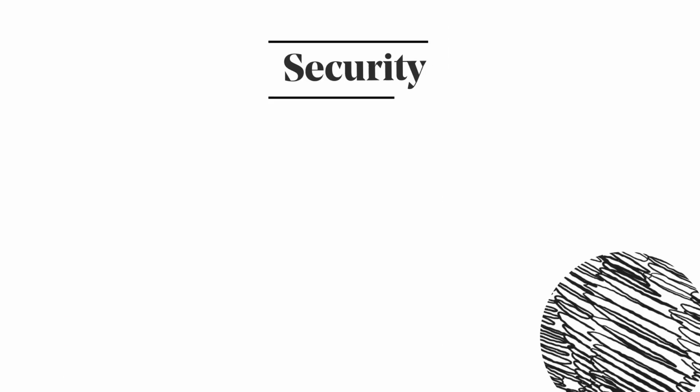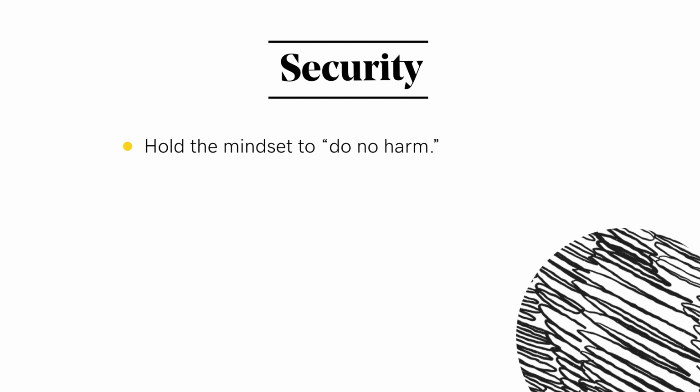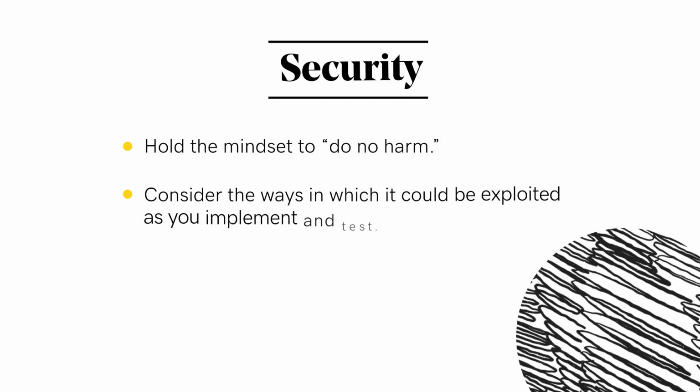Security and privacy should be a priority as you code. The previous lesson on user privacy will help you determine the choices you make as you construct the website. When it comes to security, hold the mindset to do no harm. When considering using a plugin, a line of code, a form, or anything that could pose a threat to security, consider the ways in which it could be exploited as you implement and test.